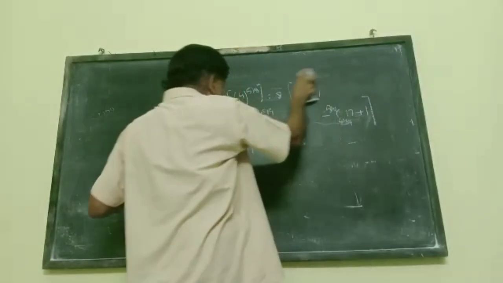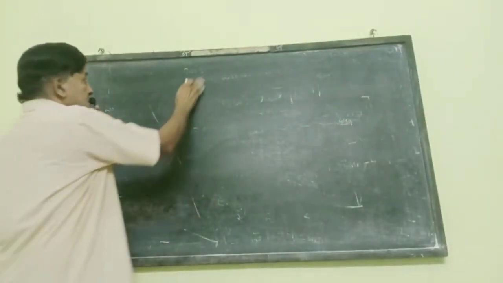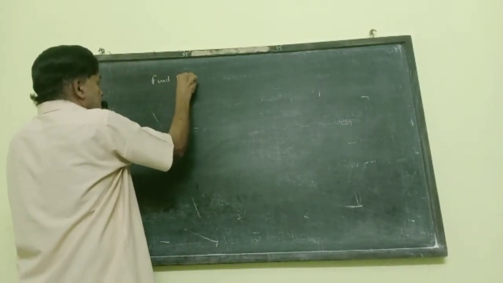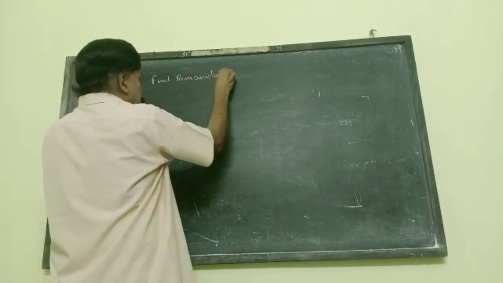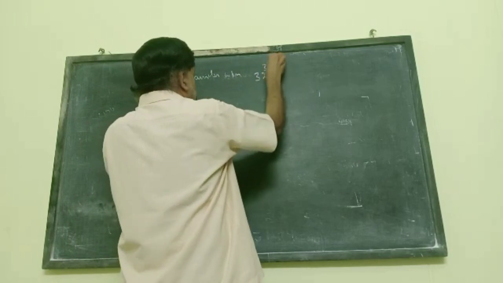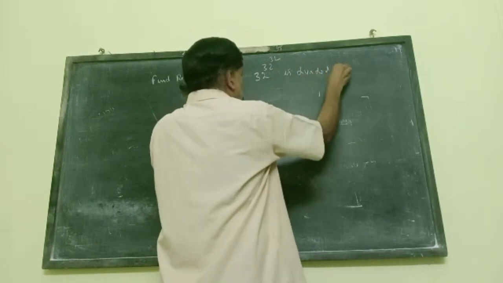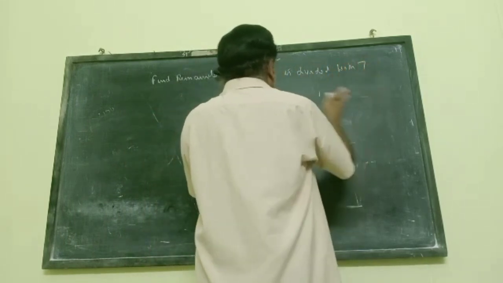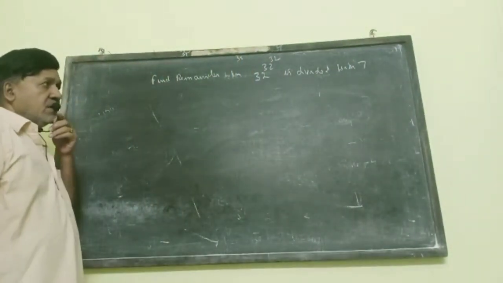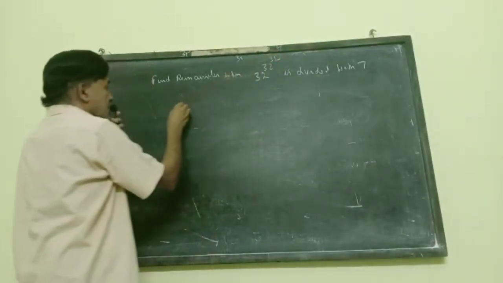The next question is: find the remainder when 32 to the power of 32 to the power of 32 is divided by 7. 32 to the power of 32 to the power of 32 is divided by 7. See, first concentrate on this.